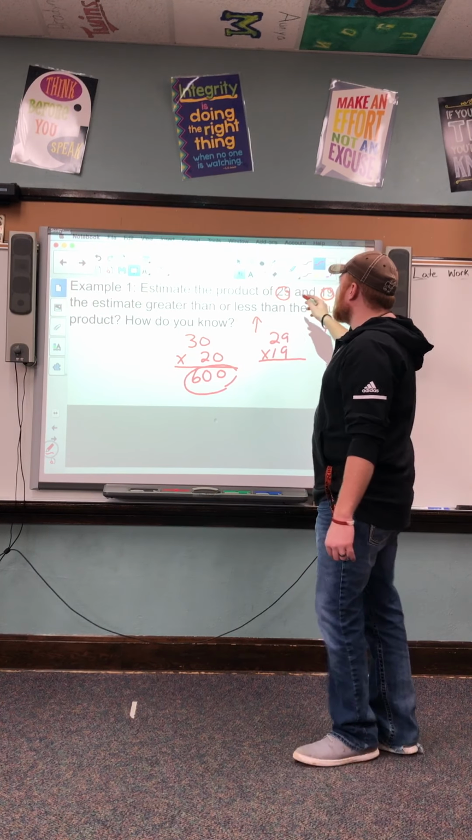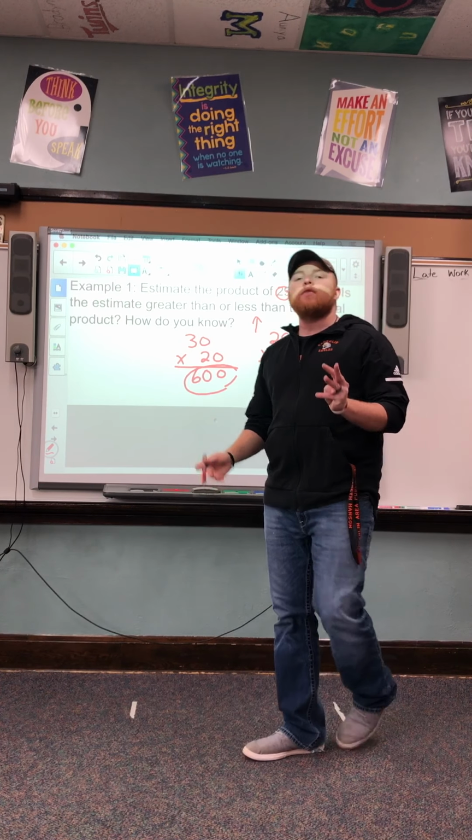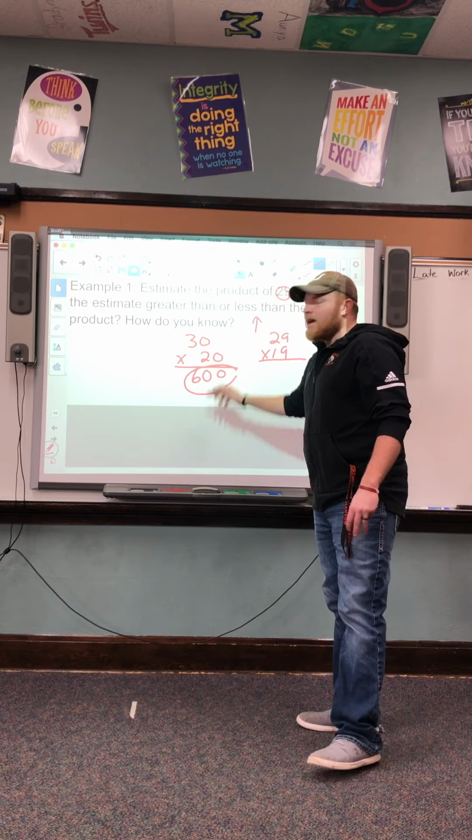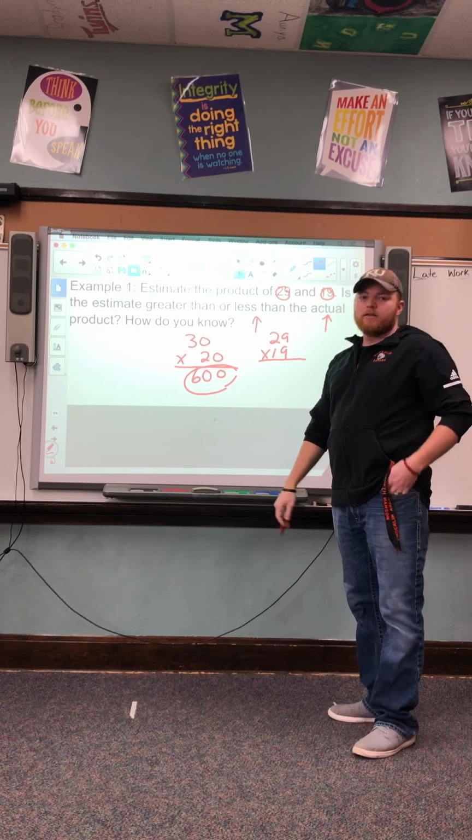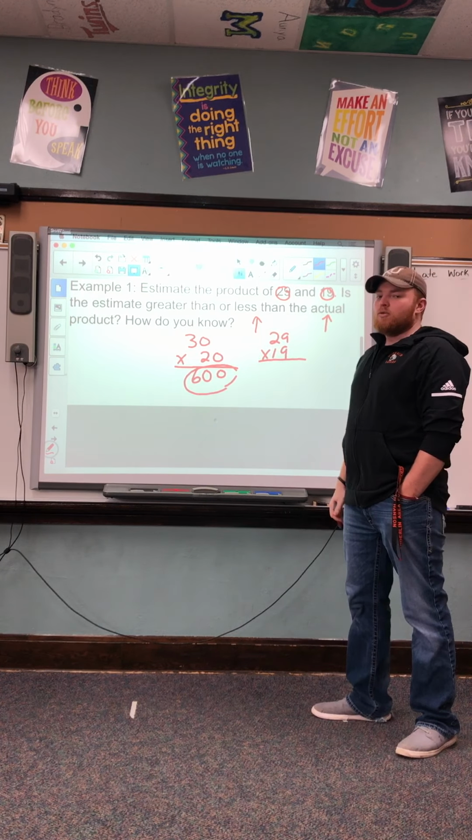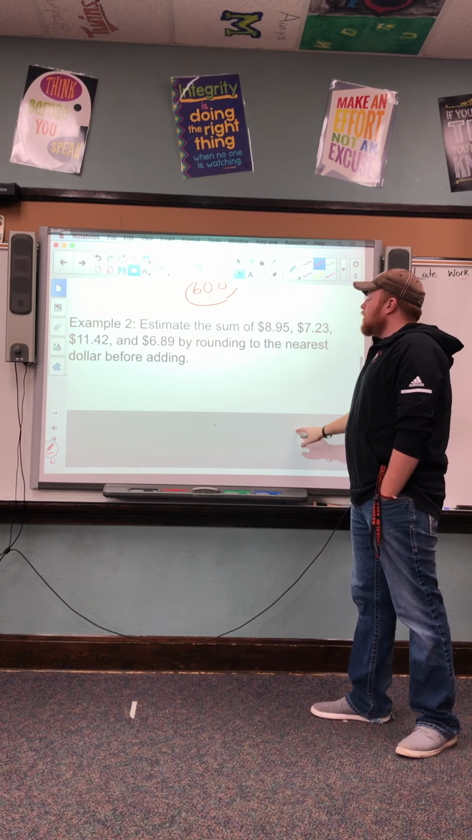Now if we would have rounded down, say to 25 and 15, then the estimated product would be less than the actual product. But in this case, since we rounded both numbers up, the product would be greater than. So that's how you figure that out.